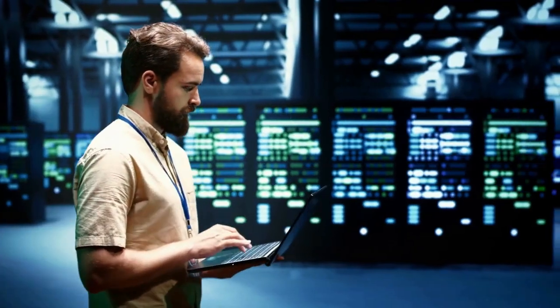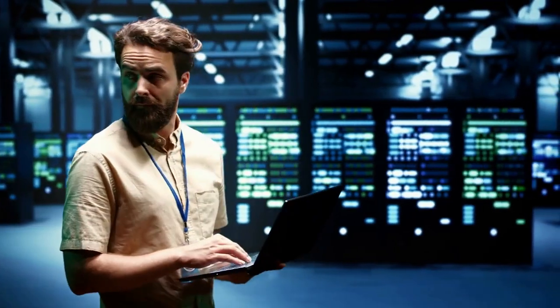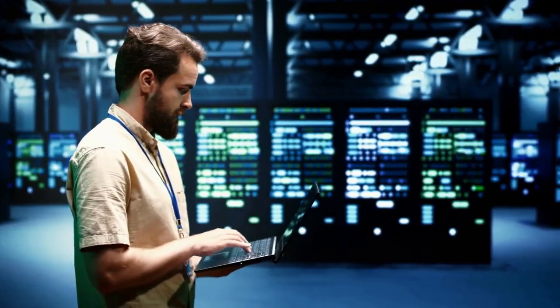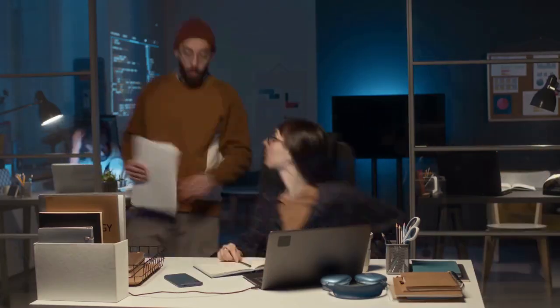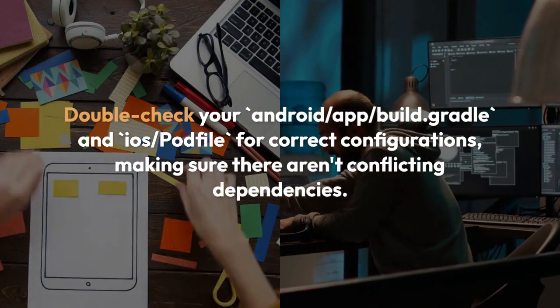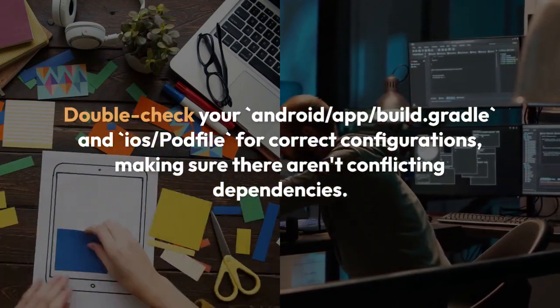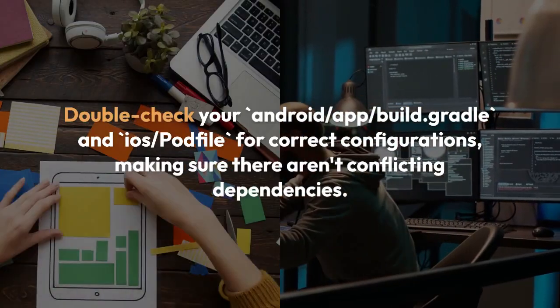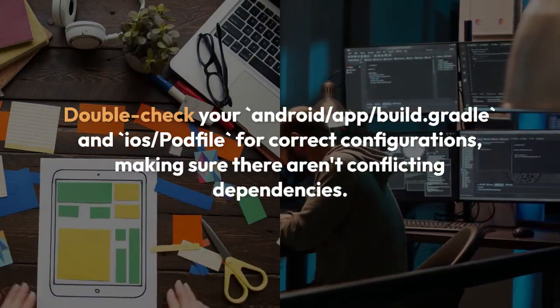Make sure that the Firebase configuration file, google-services.json, is correctly placed in the Android app directory for Android, and within the iOS Runner directory for iOS. Double-check your android/app/build.gradle and iOS Podfile for correct configurations, making sure there aren't conflicting dependencies.